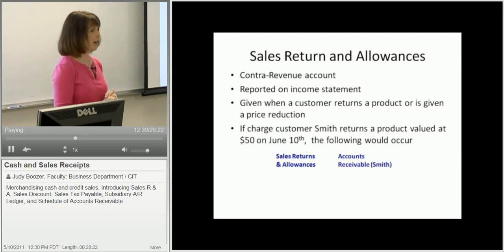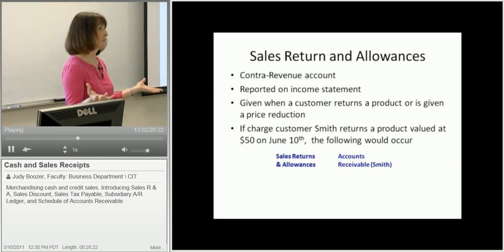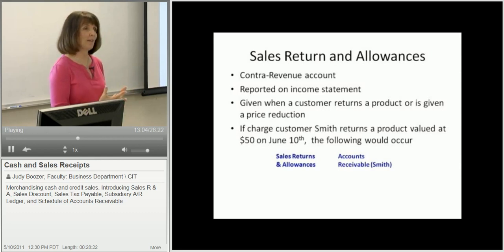Why would we do that? Why not just reduce sales? Because that's really what's happening. Why would a business keep this account? Okay. To show how much of it's been reduced due to returns from customers or credit given because of defective merchandise. So it's just a way of tracking that information.